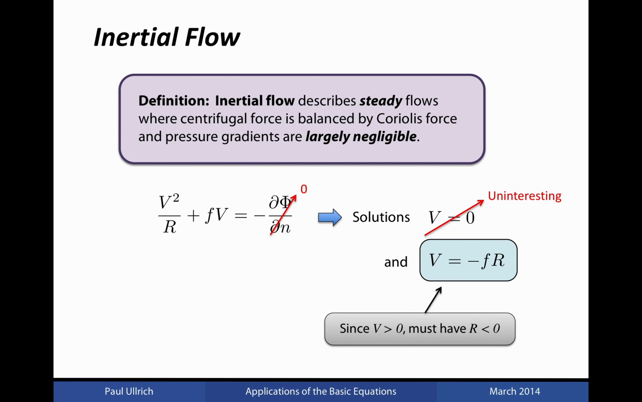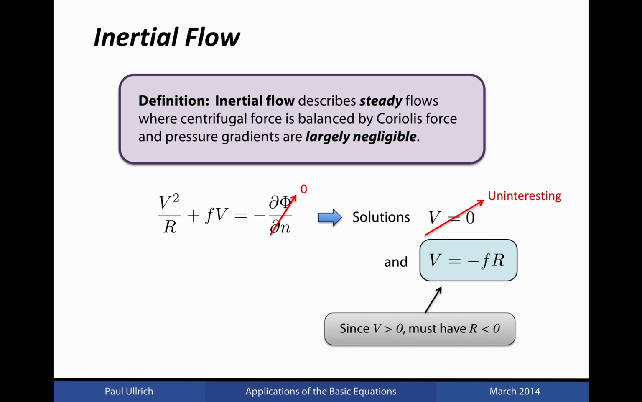All right, let's consider the third case of balanced flow. So recall so far we've talked about geostrophic flow, which is balanced between Coriolis force and pressure gradient force. The second case, which is cyclostrophic flow, corresponding to the balance between centrifugal force and pressure gradient force. The last case involves a largely negligible pressure gradient, or more formally, inertial flow describes steady flows where centrifugal force is balanced by Coriolis force and pressure gradients are largely negligible.